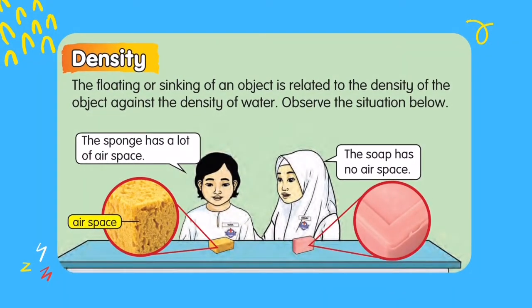So what is density? The floating or sinking of an object is related to the density of the object against the density of water. Observe the situation below. The sponge has a lot of air space. The soap has no air space. So what will happen if we put these objects in the water?